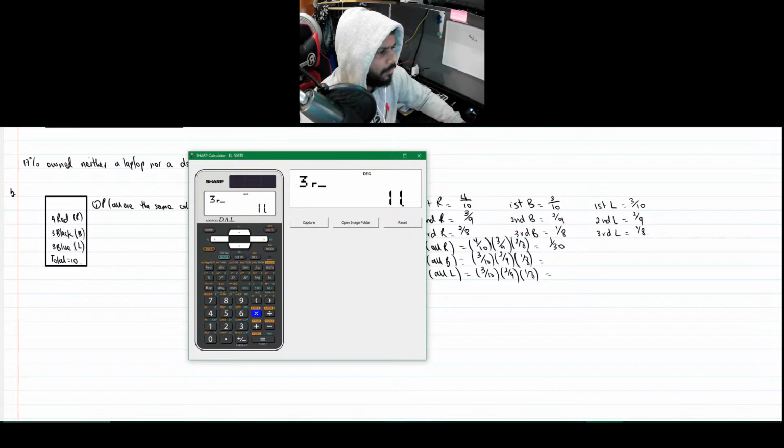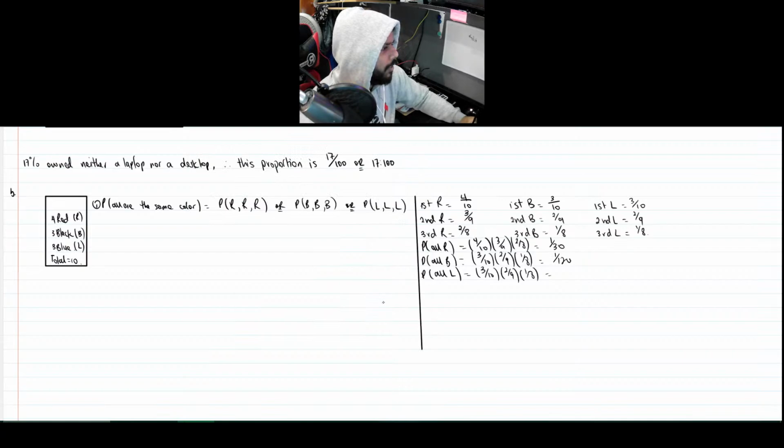3 over 10 by 2 over 9 by 1 over 8 gives 1 over 120. And it's the same thing for the blue. So here, the probability that all are red will be 1 out of 30, or the probability that all are blue is 1 out of 120, or the probability that all are black is 1 out of 120.